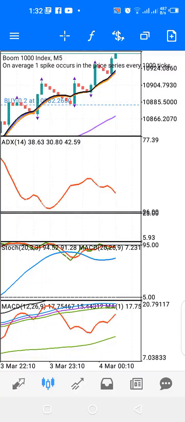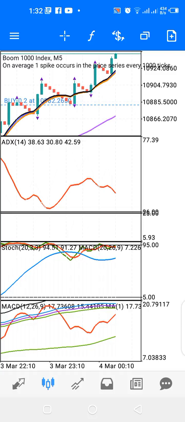Today we'll be looking at a strategy you can use to trade boom and crash. On the screen I have Boom 1000 index, 5-minute time frame, and I have four windows.